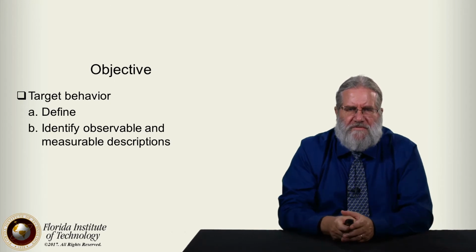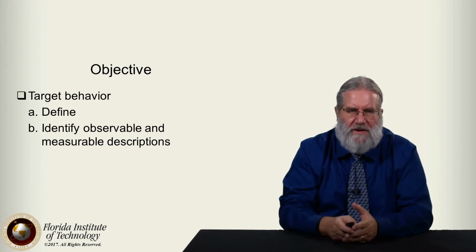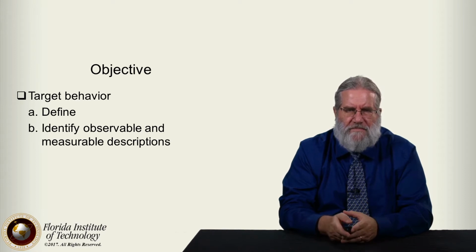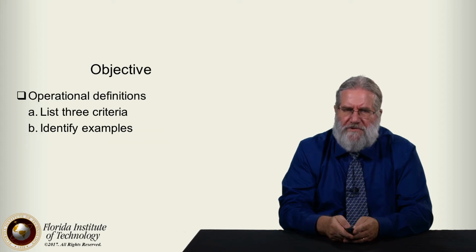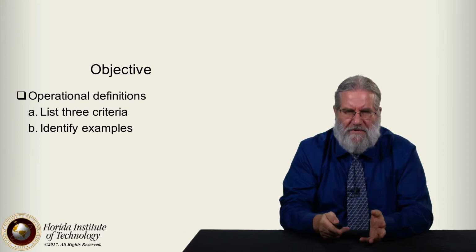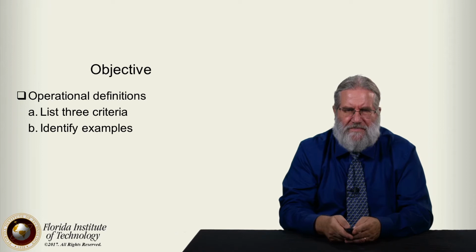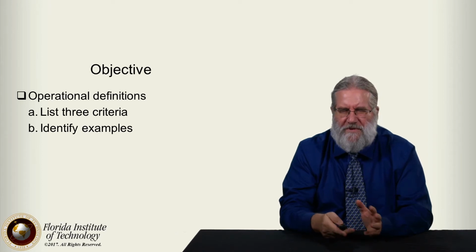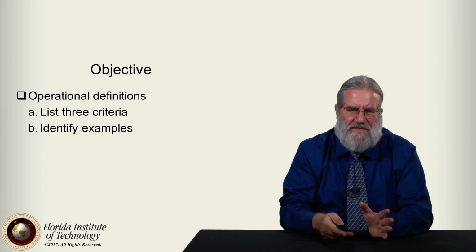Our next objective is to talk about the target behavior. What behavior are we talking about? We're going to define it and identify observable and measurable descriptions. As part of that, we're also going to be talking about operational definitions. And we're going to list the 3 criteria that go into making an operational definition and identify examples. The word operational definition sounds a little intimidating. It's not. It will make a lot of sense when you hear it.